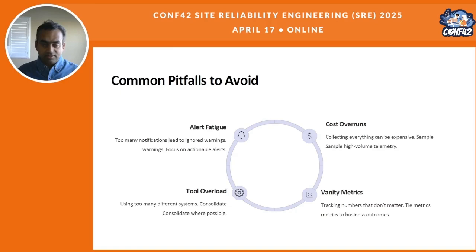Cost overruns. Collecting everything and storing it can turn out to be expensive, both in disk storage as well as in code that slows down as it runs metrics computation logic besides the actual business logic. The idea here is to sample high-volume telemetry and stay at just enough of a threshold of collecting metrics and computing KPIs.